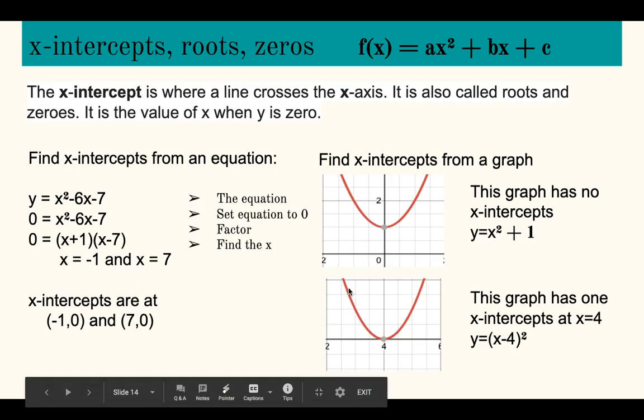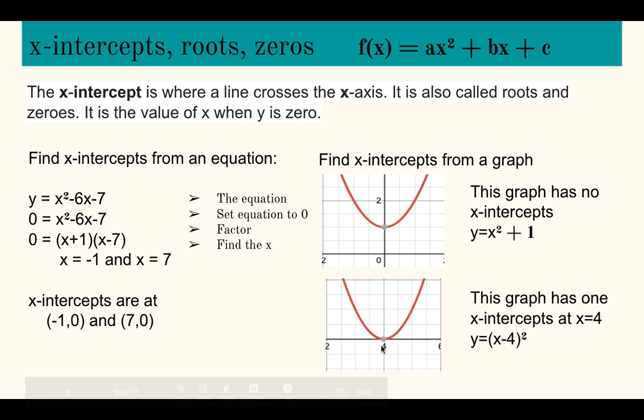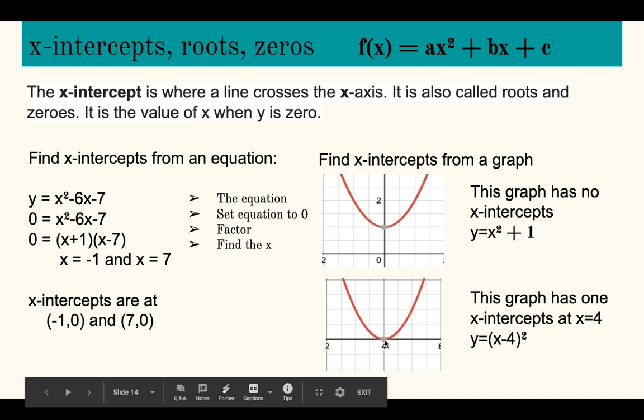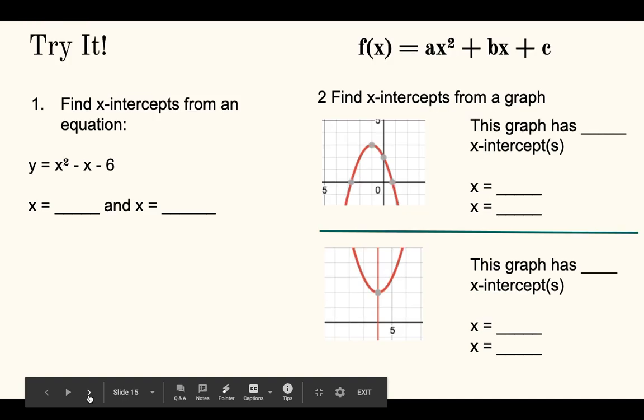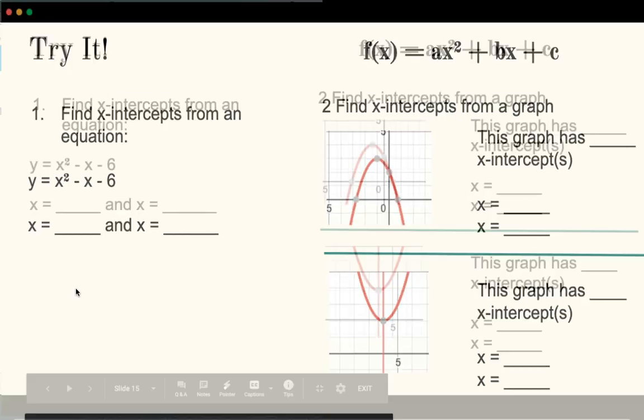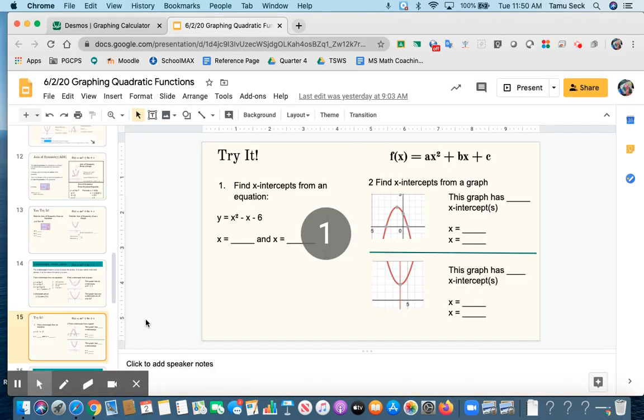Okay, the x-intercepts are where they cross the x-axis. So in this problem, there is no x-intercept. In this problem, there's one x-intercept. But for the past few weeks, we've had 2 x-intercepts. So it's possible to have 2, 1, or 0 x-intercepts. Okay, so I want you to pause the video and find the x-intercepts. Answer these questions. So I'll give you a minute. Pause the video, and then we'll answer it together.